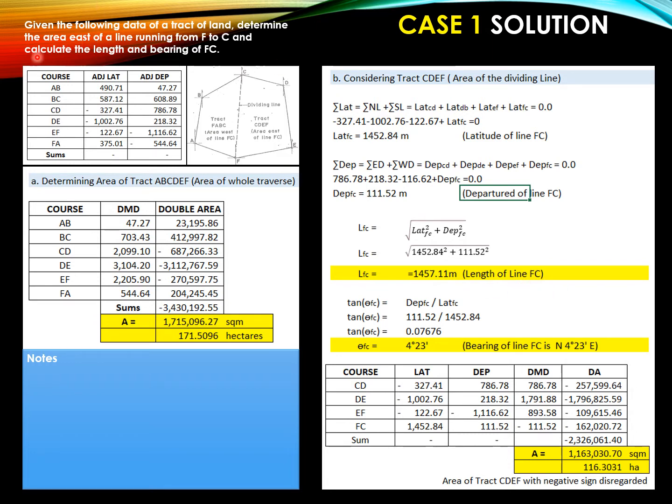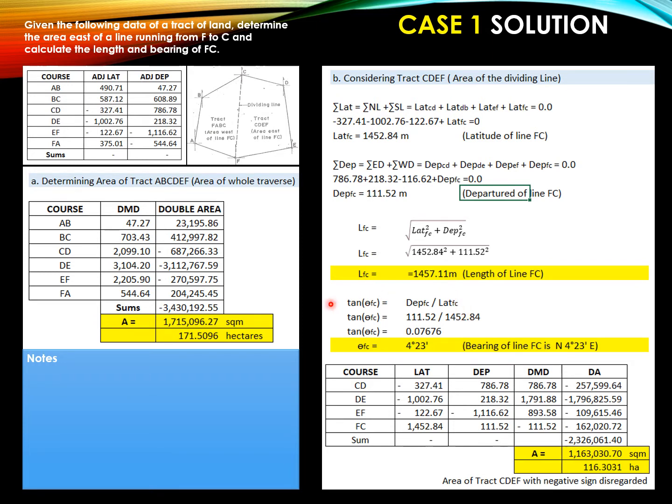So we have calculated the length, and after that, we need to know the theta, or the bearing of line FC. So how to do that?